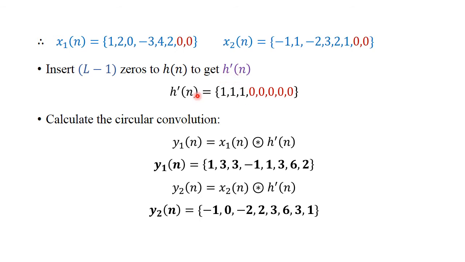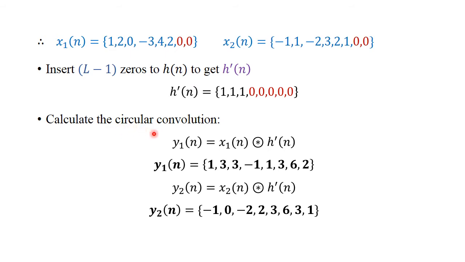So after concatenation of zeros, we call the sequence h dash of n. The L value is equal to 6. L minus 1 means 5 zeros we have to put in h of n. So after inserting 5 zeros, we have h dash of n. The length of h dash of n is now equal to the length of x1 of n and also the length of x2 of n. Now we can perform the circular convolution.